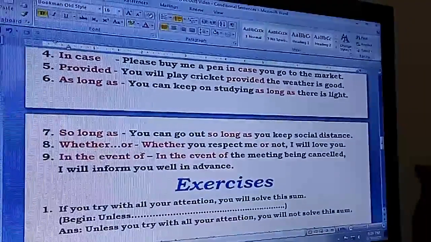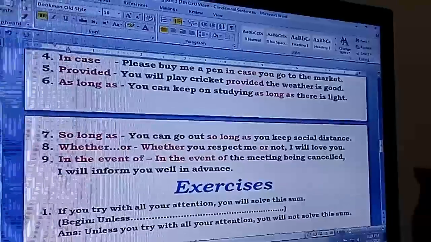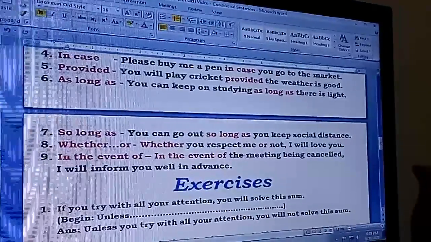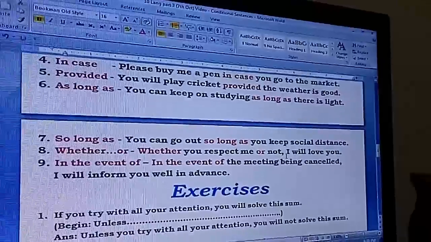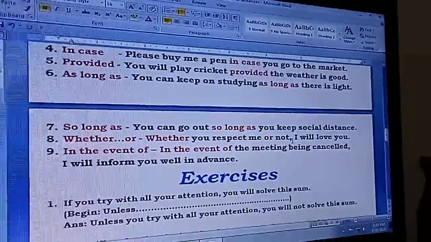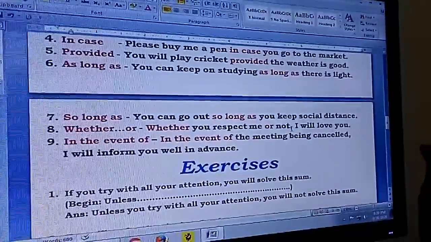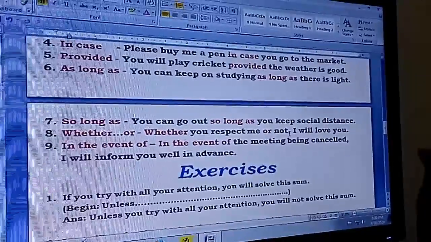Whether or not is a very important sentence, very often we use. Whether you respect me or not, I will love you. So it doesn't depend on your respecting me or not. I will keep on loving you.